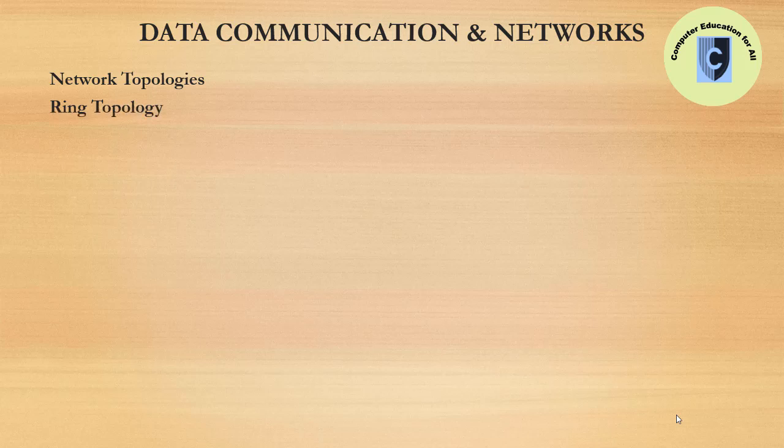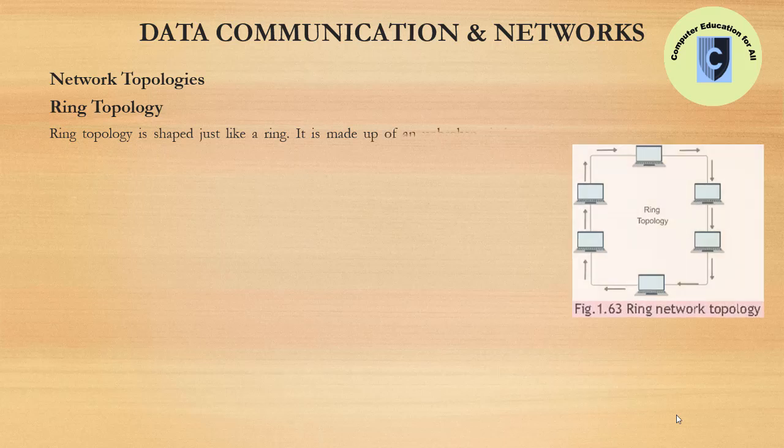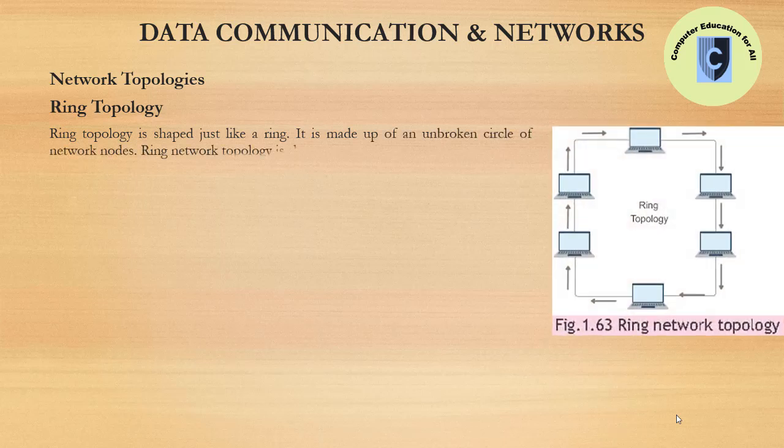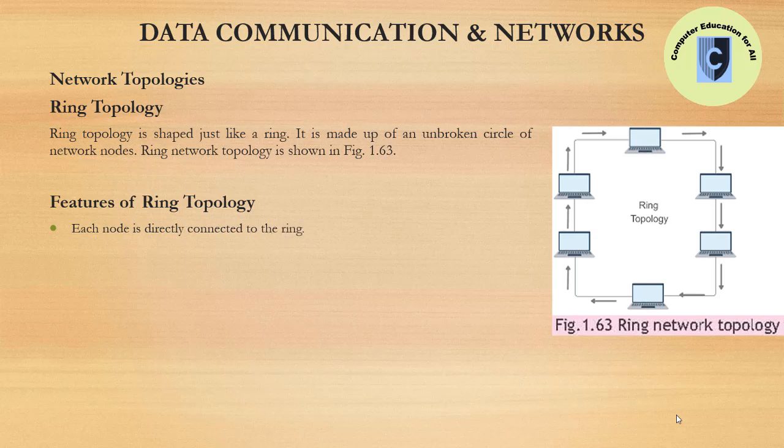Ring topology. Ring topology is shaped just like a ring. It is made up of an unbroken circle of network nodes. Ring network topology is shown in Fig. 1.63.